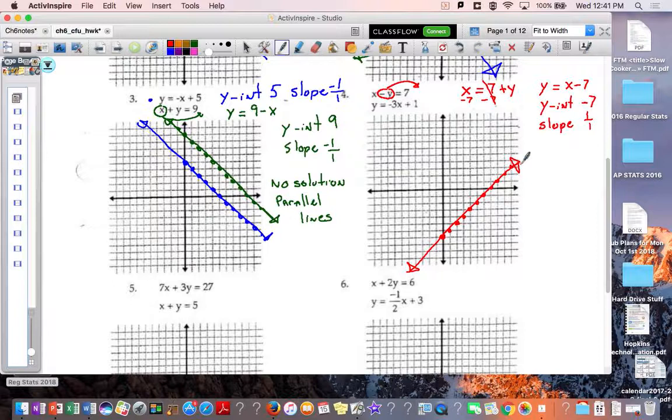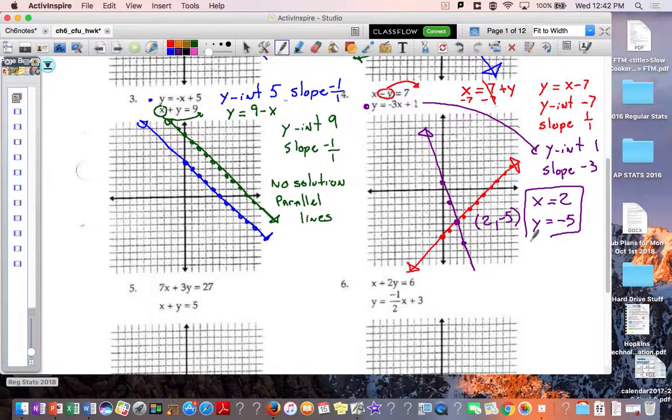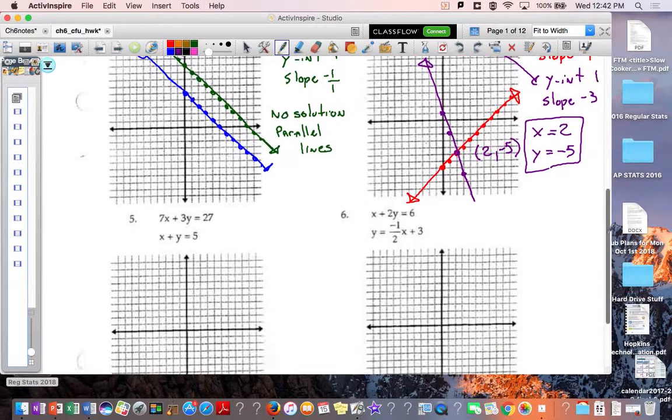So what's nice about the other one here, I'll do in purple just to be a little different color. My y-intercept, I can identify it right away as at 1. My slope is negative 3. So at 1, down 1, 2, 3 to the right 1, down 1, 2, 3 to the right 1. I got the point of intersection there. It's at 2. And then down 1, 2, 3, 4, 5, negative 5. So x equals 2, y equals negative 5. Just like that, 4 problems done.